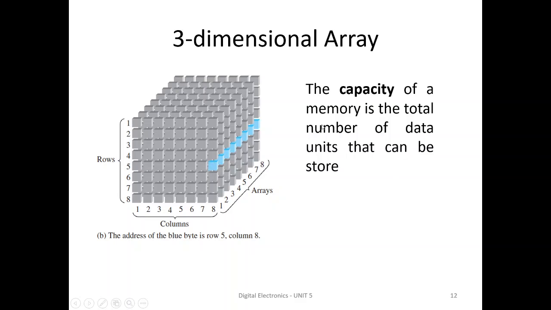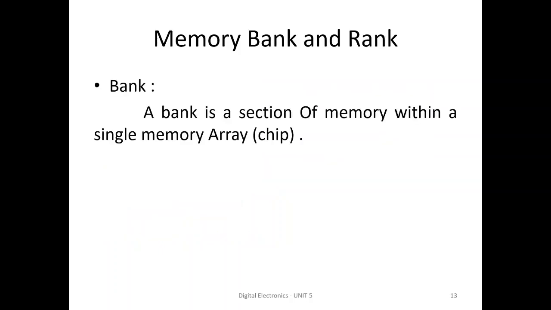The capacity of a memory is the total number of data units that can be stored. How many units you can store in one particular memory is nothing but the capacity of that particular memory.